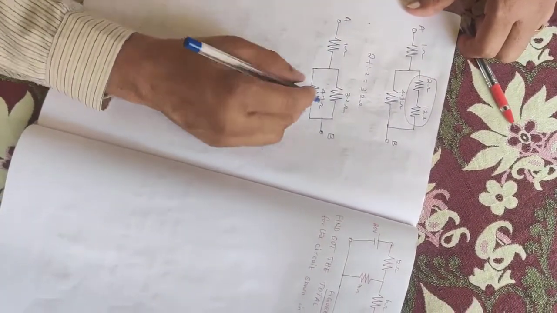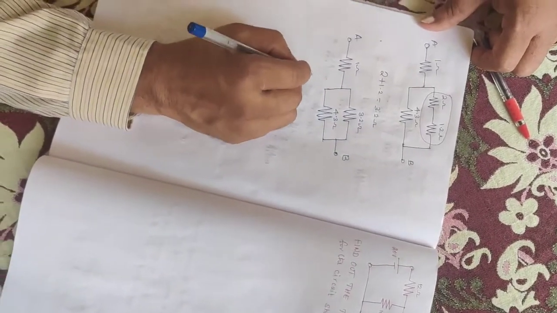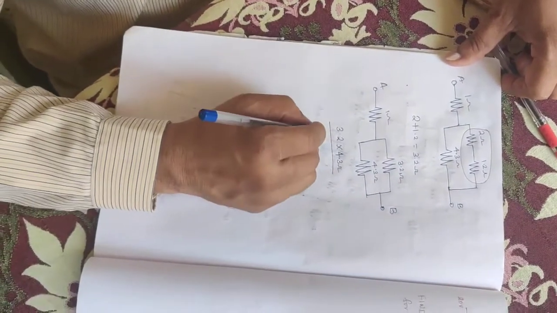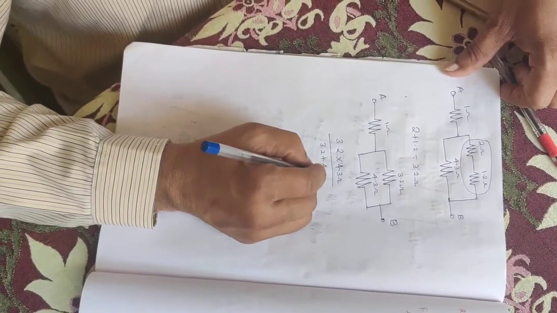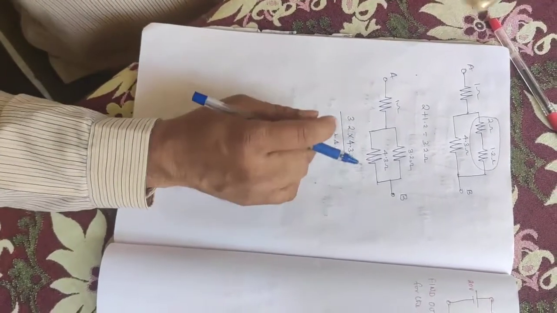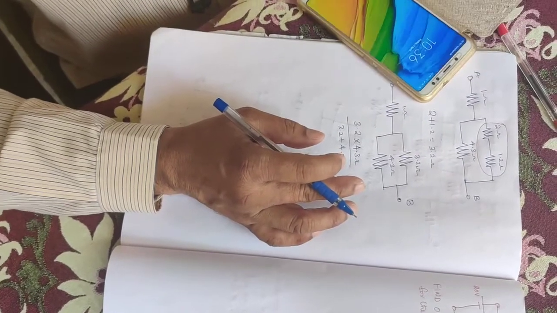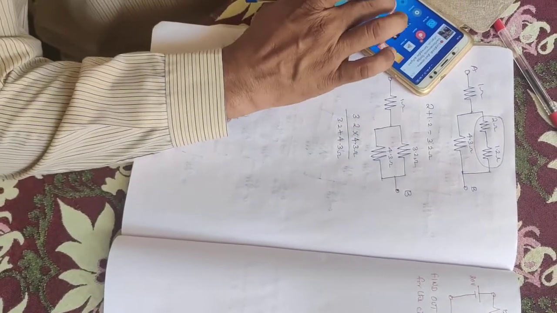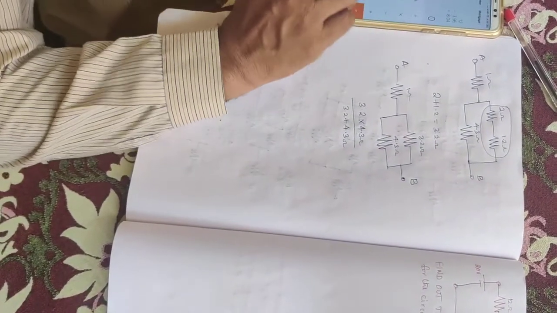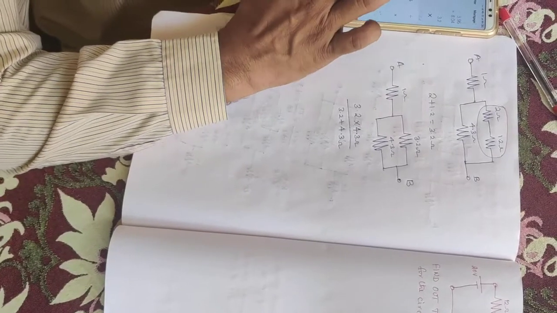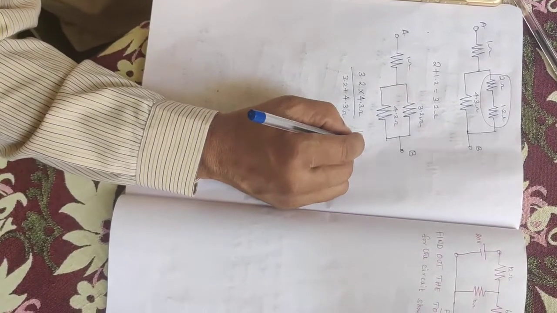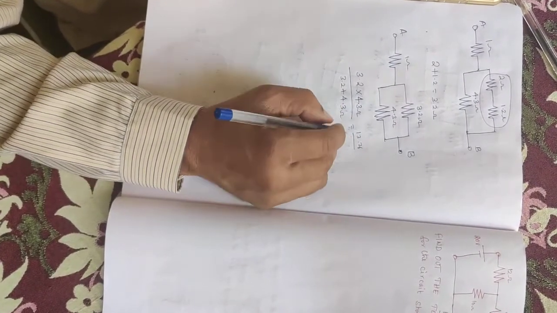Now again converting these two in parallel: 3.2 into 4.3 ohms divided by 3.2 plus 4.3 ohms. Using the calculator, 3.2 into 4.3 is equal to 13.76, divided by 7.5.